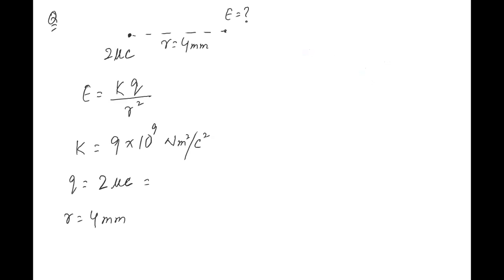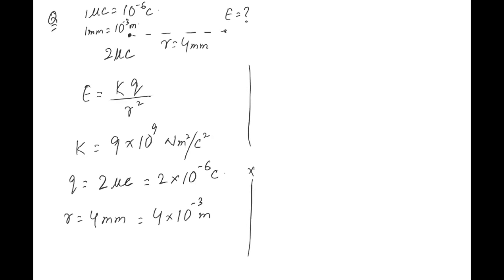And 1 microcoulomb means 10 to the power minus 6 coulomb. This means that this will become 2 into 10 to the power minus 6 coulomb. And 1 millimeter is 10 to the power minus 3 meter. So 4 millimeter will be written as 4 into 10 to the power minus 3 meter. Now I can solve this, right? We can write electric field intensity as 9 into 10 to the power 9 multiplied by 2 into 10 to the power minus 6 divided by 4 into 10 to the power minus 3 the whole square.